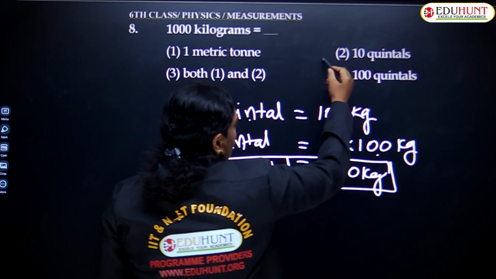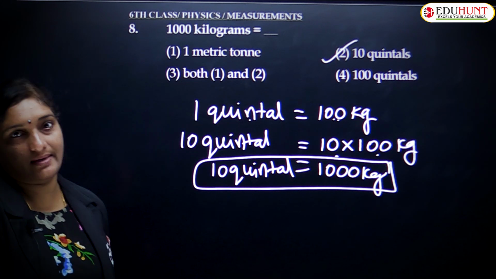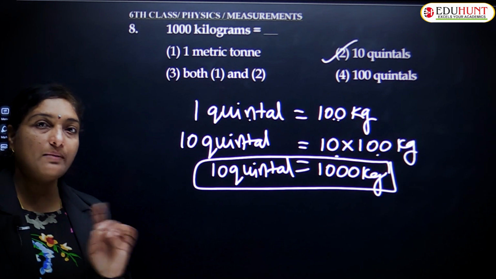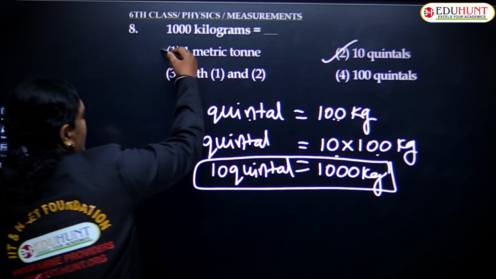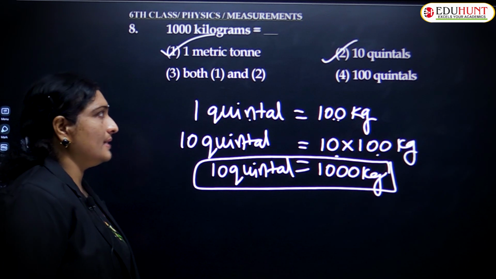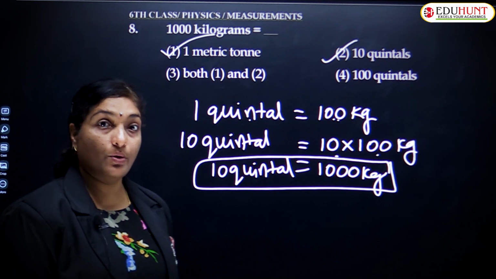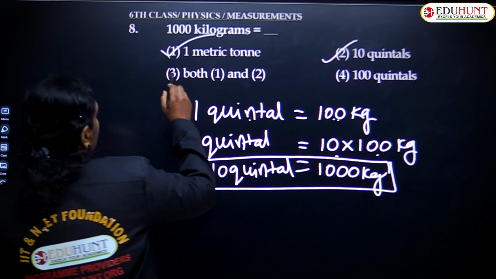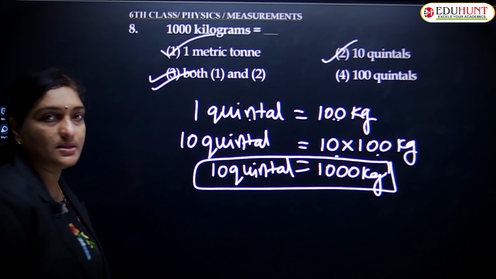Where is the answer? Here. Is that the only answer? Because here they have given metric ton also. I already told you that 1 metric ton is equal to 1000 kgs. So 1 metric ton is equal to 1000 kgs and 10 quintals is equal to 1000 kgs. So both 1 and 2 are true. So which one must be your correct answer? Third option. Both 1 and 2 are true.